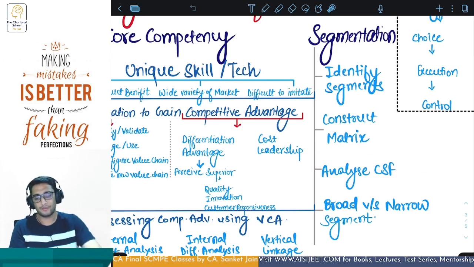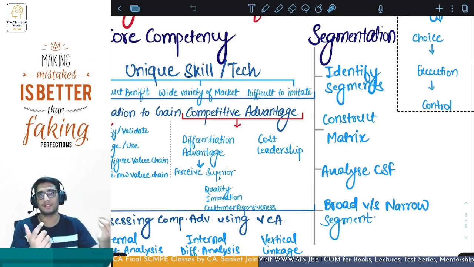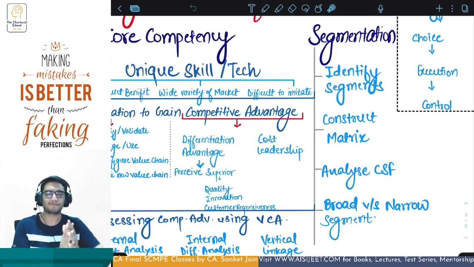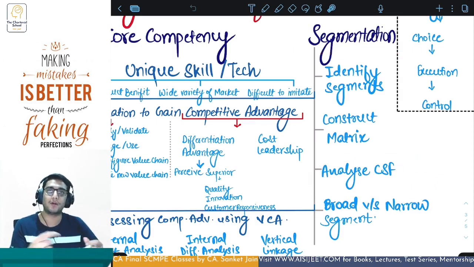Segmentation analysis will help you decide, if you want to move into multiple segments, what segments to move into. If you want to quit a particular segment, should you or should you not? If you want to move into multiple segments, then how can you do that? So segmentation analysis will help you with that. So you need to analyze critical success factors of that particular segment.